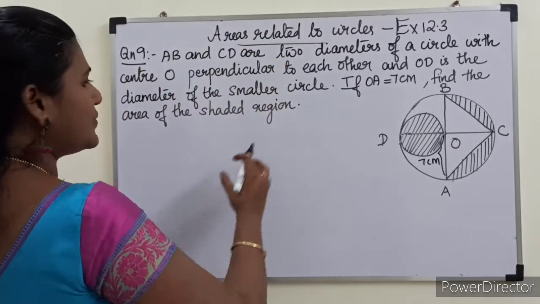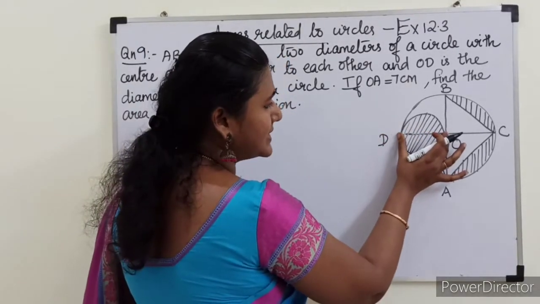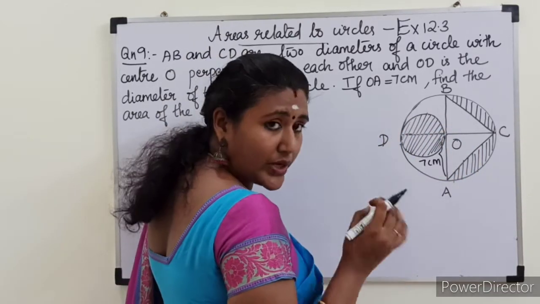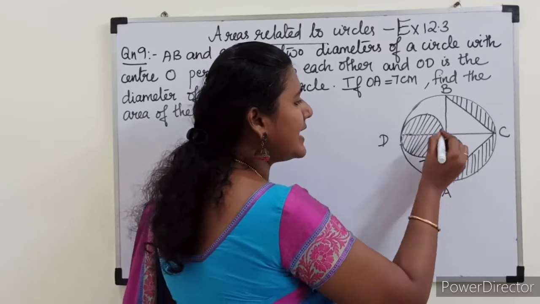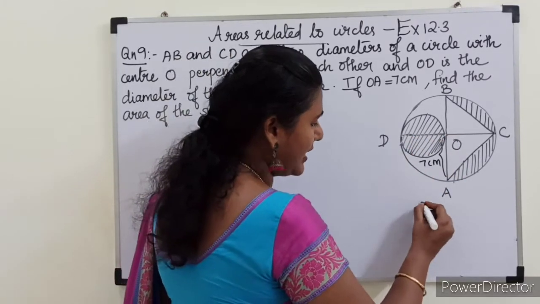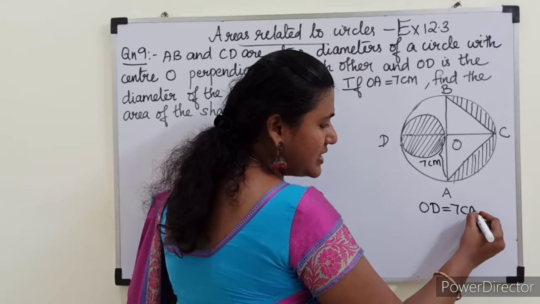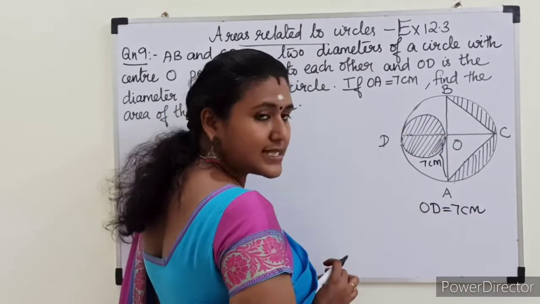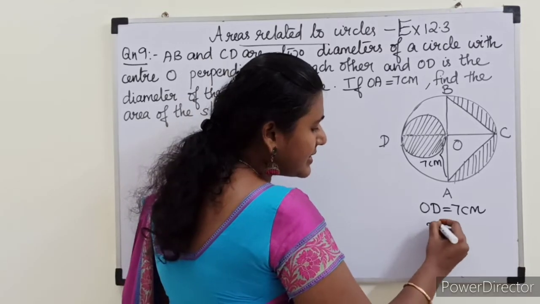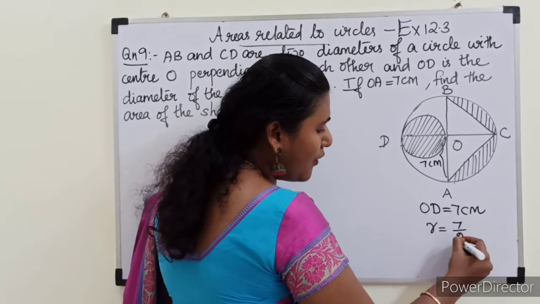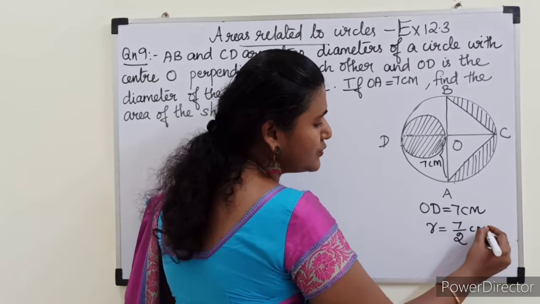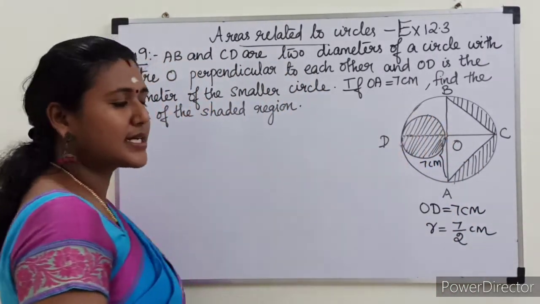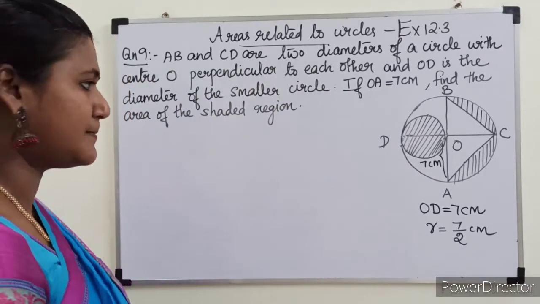So how are we going to do it? First we will see this smaller circle. Since this is OA, this OD is also a radius only. So this OD length is also 7 cm only. That is, the diameter of this smaller circle is 7 cm. Then its radius will be half of this, that is 7/2 cm. So the radius of this smaller circle is 7/2 cm.